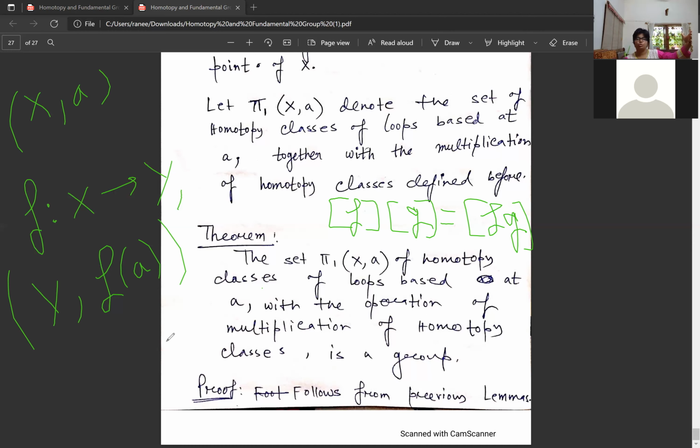But to give a group structure, we need to restrict ourselves to the loops, the paths whose initial and terminal points are the same, not just any arbitrary paths whose initial point and terminal points are not the same. We can't consider them. But can anyone tell me why, if we don't consider loops, what will be the problem?